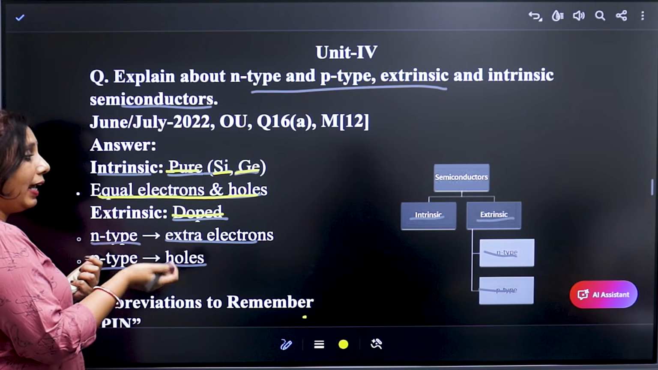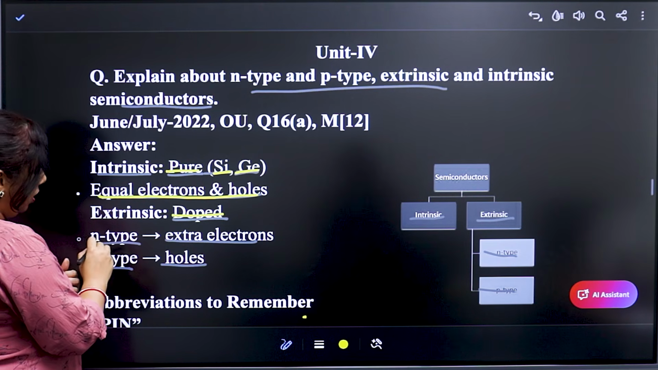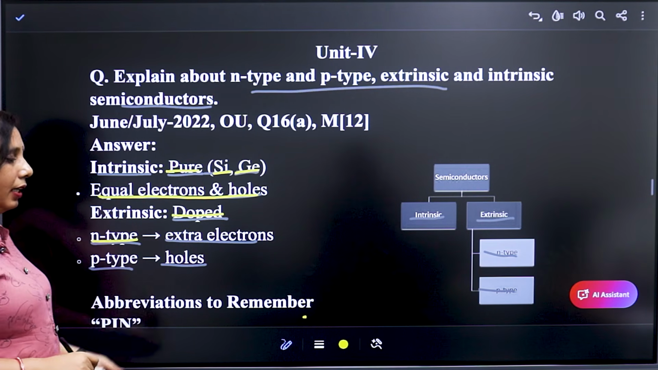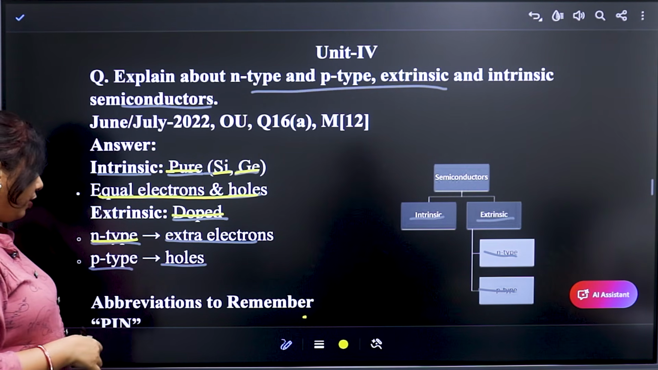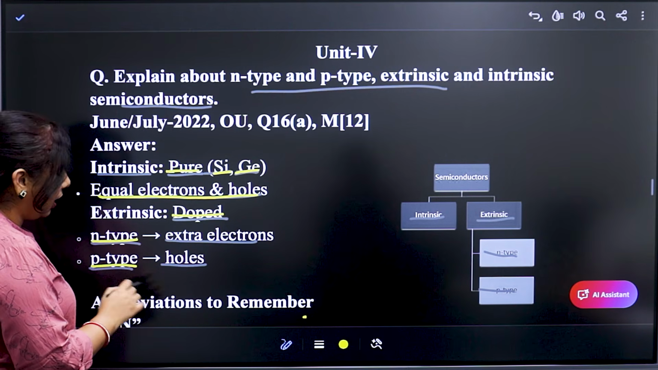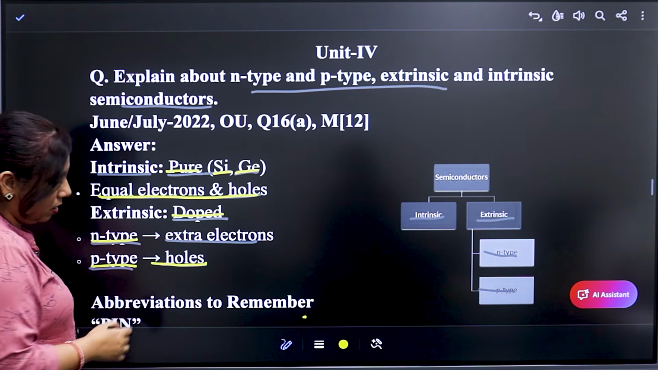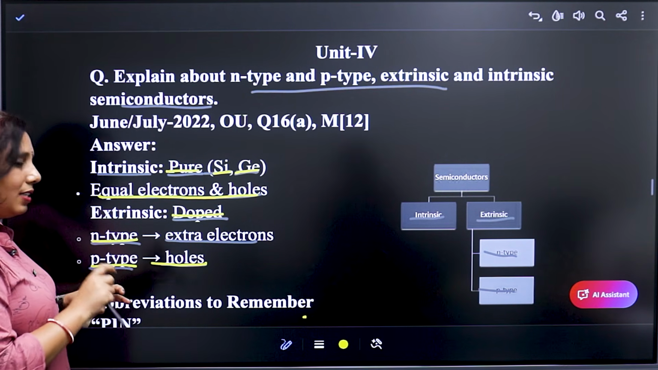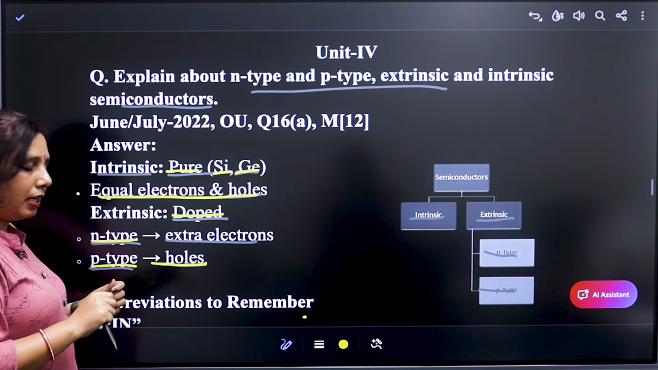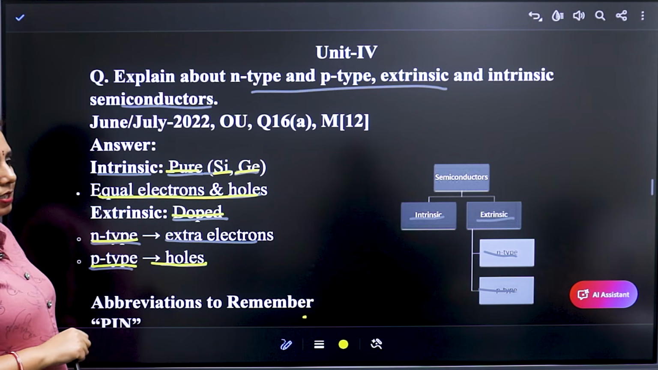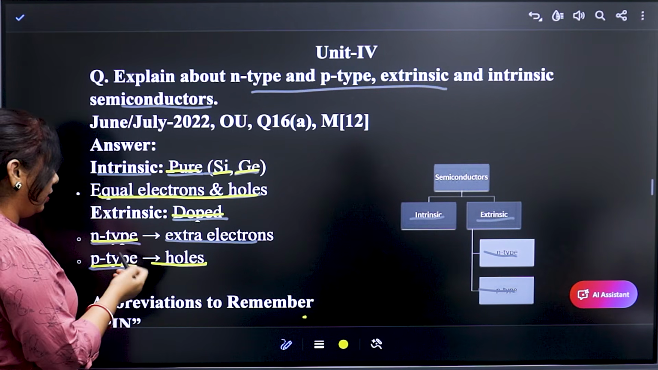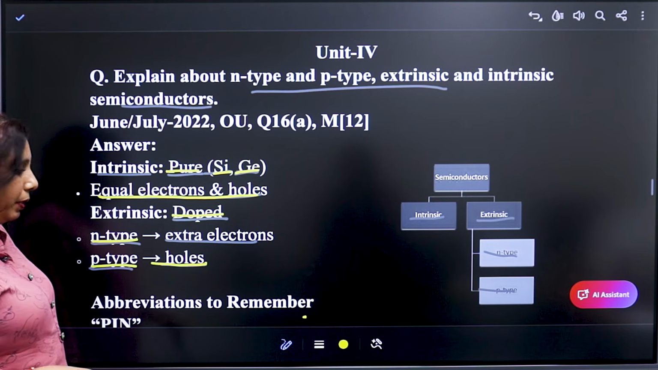So if electrons are introduced, then that is an N-type semiconductor. Extra electrons are introduced. Then P-type semiconductors have holes, positive. So these are holes, that means the number of electrons is less. So these are extrinsic semiconductors, N-type and P-type.